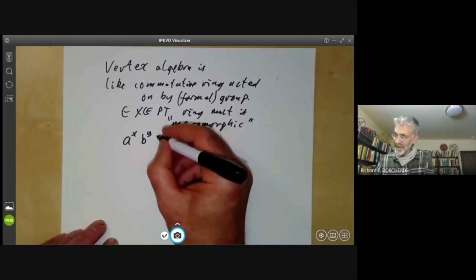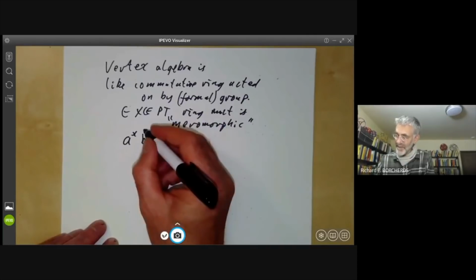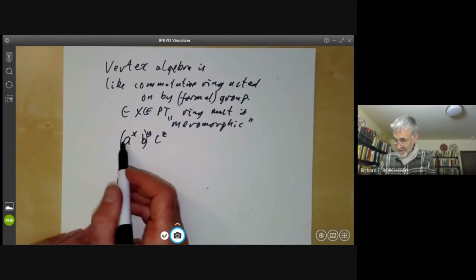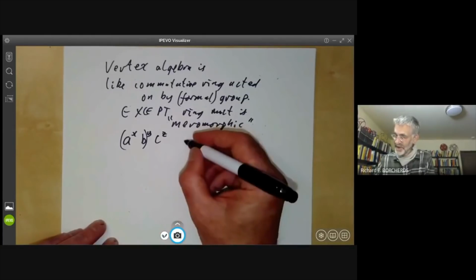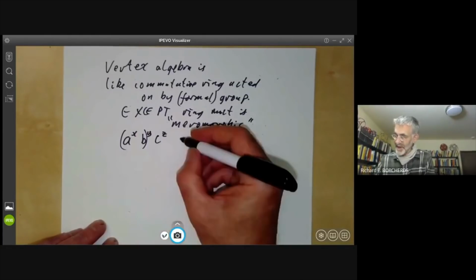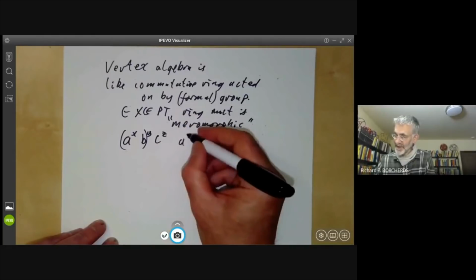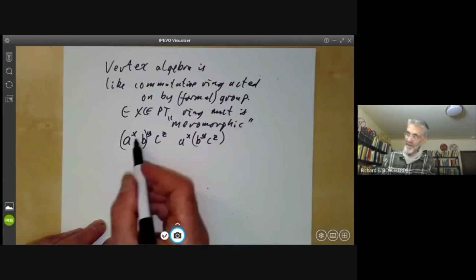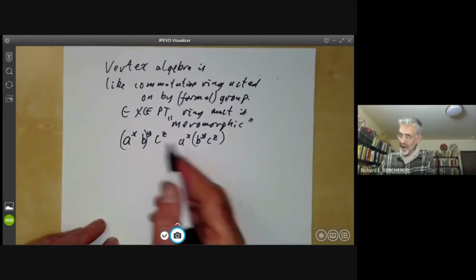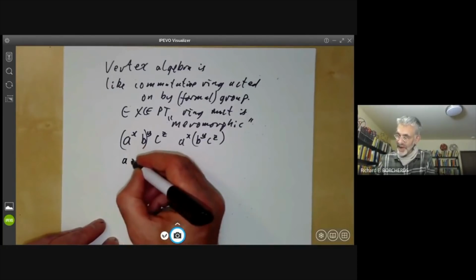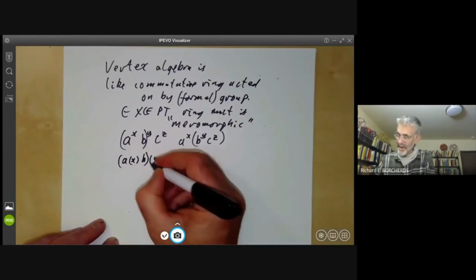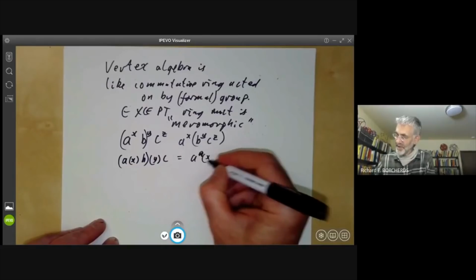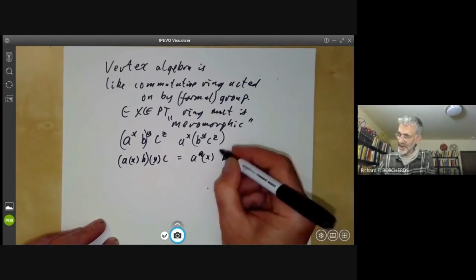And all sorts of identities which are obvious if you write this in terms of rings acted on by groups turn out to be vertex algebra identities. For instance, this is equal to a to the x times b to the y, c to the z. So this identity looks completely trivial if you think of it as being a ring acted on by a group. But in terms of vertex operators, it would look like this. And it turns out to be a non-trivial identity involving vertex operators.